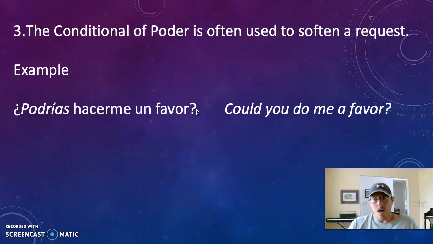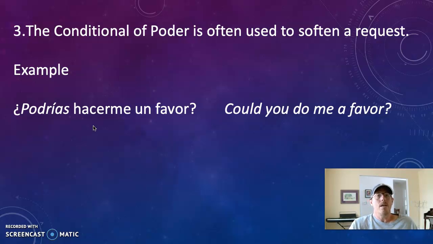Conditional poder is often used to soften a request. You know that poder is to be able to, right? So if you were to use it in the conditional tense, like podrías hacerme un favor, it's like instead of saying can you do me a favor, it's like saying would you do me a favor? So you're asking in sort of a soft, nuanced way. And again, poder is an irregular future and conditional tense. So that's why it's not poderías, it's podrías.